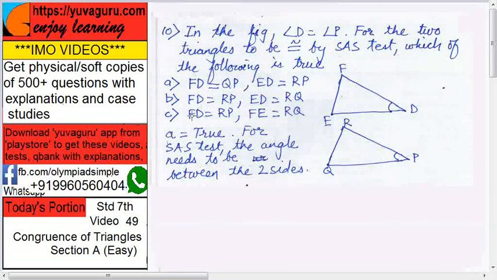Next, FD equals RP and FE equals RQ. Okay, this seems to be correct. But what happens? The angle is not between the two sides. That is what is required. That's why only A is correct. In the SAS test, the angle needs to be between the two sides compulsorily.